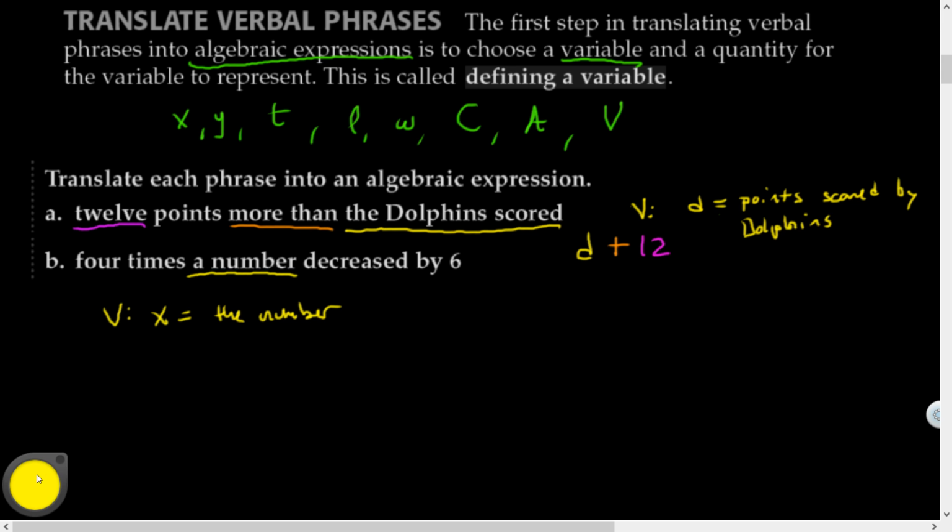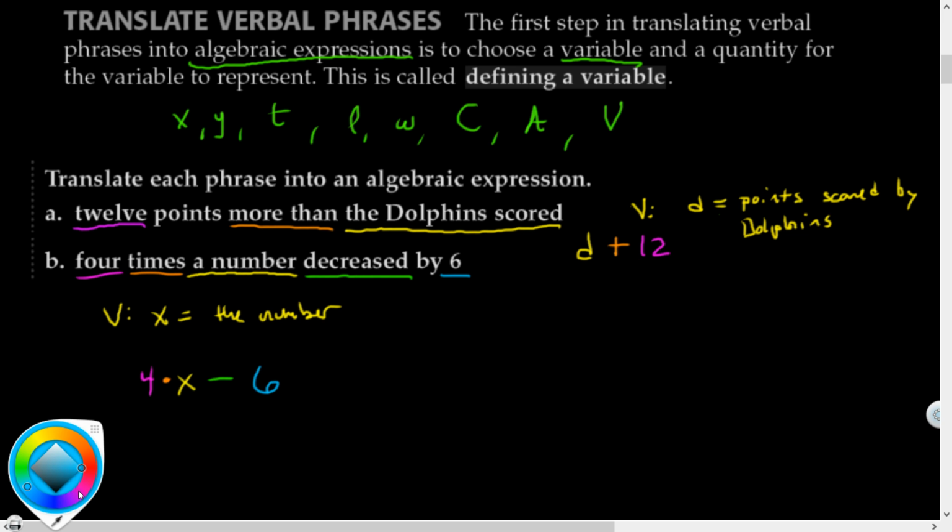And so 4 times a number. All right, so I've got 4. Operation number 1 is times, so that's product, times a number. In this case, it's x. You could have used n for number. Decreased. So what operation is that? Subtract, and then lastly by 6. So 4x minus 6.